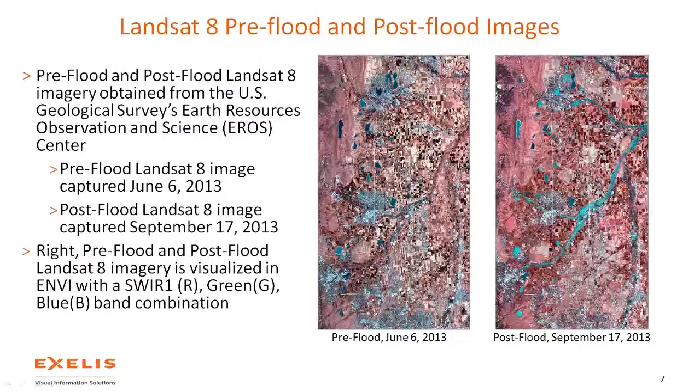We will begin our analysis with the pre-flood and post-flood Landsat 8 images, which are visualized here using a SWIR1 green-blue band combination. This false color representation of our scene shows water in shades of blue. Note that the post-flood image contains considerably more light blue features than the pre-flood image. This is the floodwater that we wish to extract from the scene.